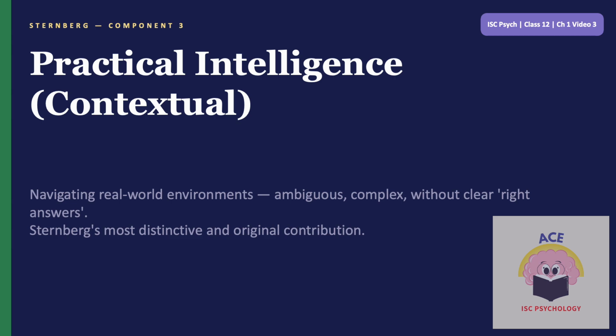Contextual intelligence is perhaps Sternberg's most distinctive contribution, and the one that departs most clearly from traditional intelligence research. Where analytical intelligence is about solving academic problems with clearly defined answers, contextual intelligence is about navigating real world environments with all their ambiguity, complexity, and the lack of right answers. Sternberg sometimes called this street smarts as opposed to book smarts, though he was careful to point out that practical intelligence is not less sophisticated than analytical intelligence, just different in character. The contextual subtheory has three components.